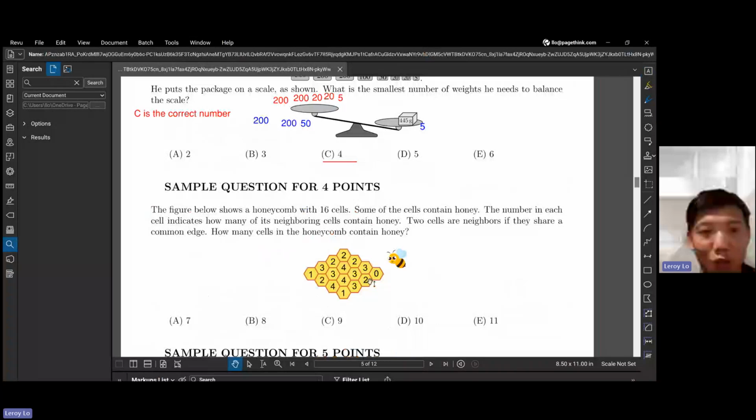Okay, so there's a 4 with cells surrounded. So we can cross this one out. This 3 we can cross it out. Okay, interesting. Moving on to next.